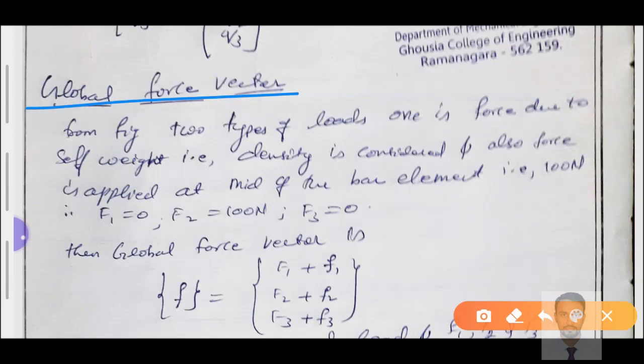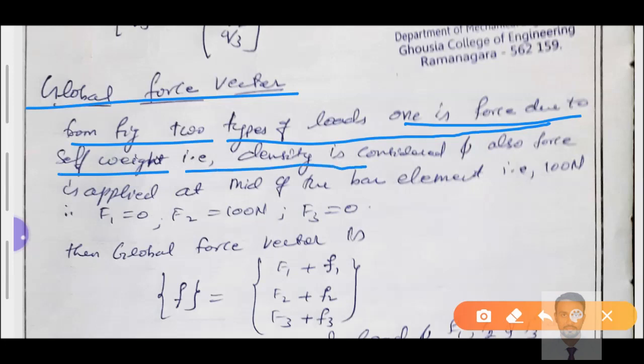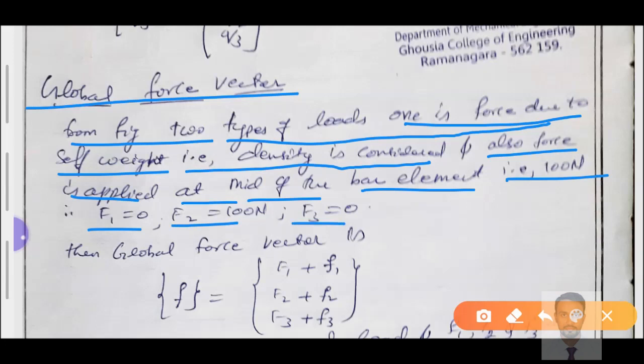We have two forces from the figure. Two types of loads. One is a force due to self weight, where density is considered, and also a force applied at the mid of the bar element, that is 100 Newton. F1 is equal to 0, F2 is equal to 100 Newton, and F3 is equal to 0. Capital F1, F2, F3 I have taken as the force exerted due to the application on an element. Small f1, small f2, small f3 I have taken as the density load.